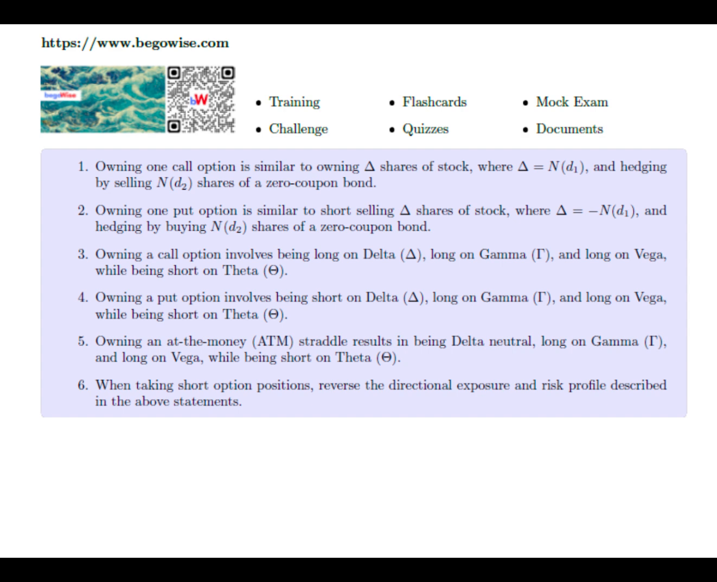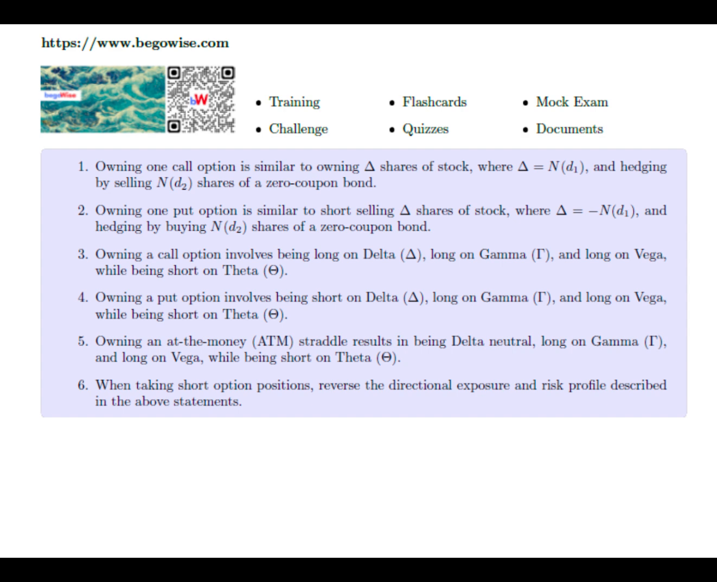4. Being long on a put option. Owning a put option means, delta: you're in a position where you benefit when the stock price goes down, but this time it's a negative position. Gamma: you're still benefiting from changes in delta as the stock price moves. Vega: you gain if the stock price becomes more volatile. Theta: like with call options, you face a disadvantage here because the value of the option decreases over time.